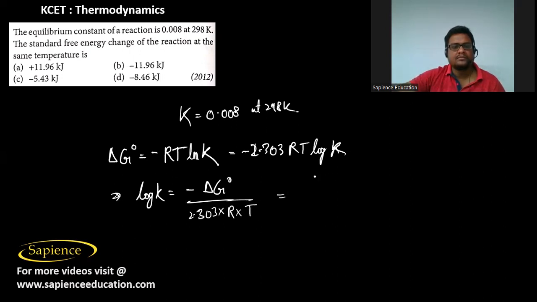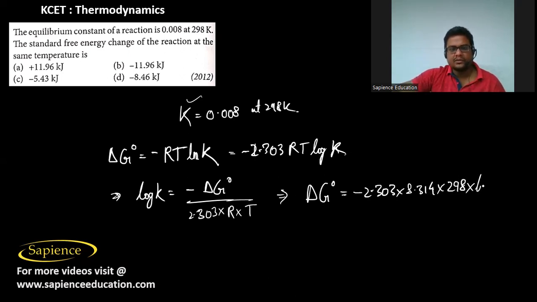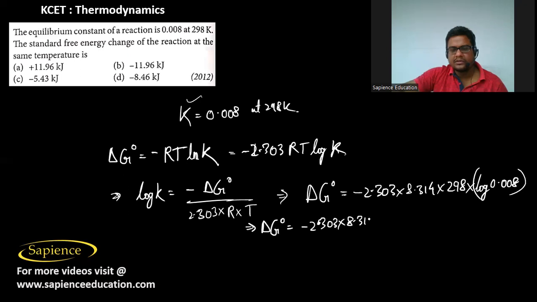So here the equilibrium constant has already been given, and we have to find delta G naught. So delta G naught is minus 2.303 RT log K. R is 8.314 joule, T is 298 Kelvin, and K is 0.008. So delta G naught equals minus 2.303 into 8.314 into 298 into log 0.008.